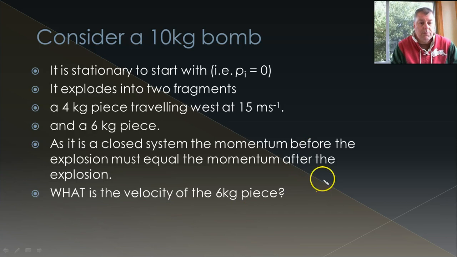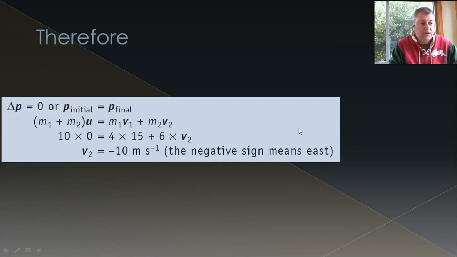So let's get rid of that, and let's go to the solution, and this is the math solution. So the change in momentum is 0, so the initial momentum equals the final momentum. They've done a little bit of maths here. They've got mass 1 and mass 2, because that's the total mass, 10 kilograms. Initial velocity 0. There's our 10 kilogram.